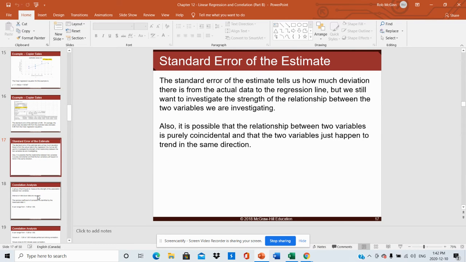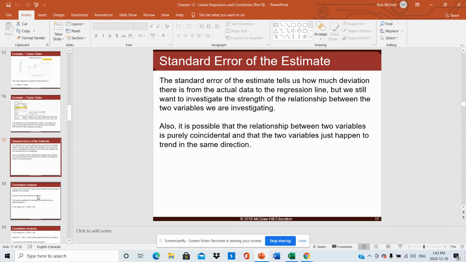So the standard error of the estimate tells us how much deviation there is from the actual data to the regression line, but we still want to investigate the strength of the relationship between the two variables we're investigating. Also, it is possible that the relationship between two variables is just purely coincidental and that the two variables just happen to trend in the same direction. So, we want some more information about the strength and whether those two variables are actually related.